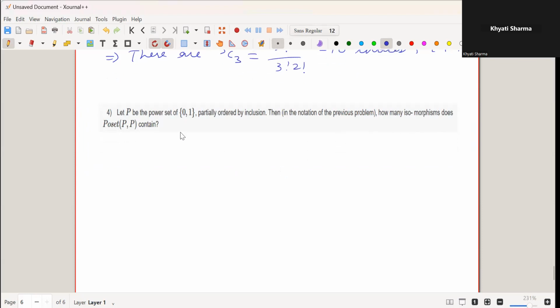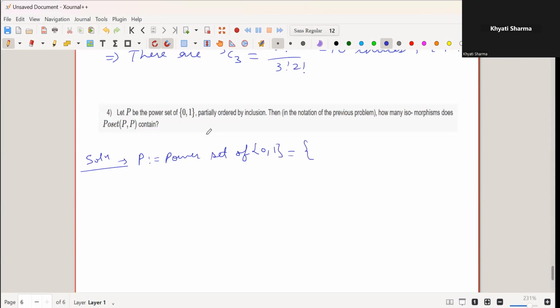So the fourth question says, let P be the power set of {0, 1} partially ordered by inclusion. Then in the notation of the previous problem, how many isomorphisms does the poset (P, P) contain? So that's an interesting problem. P, that is the power set of {0, 1}.